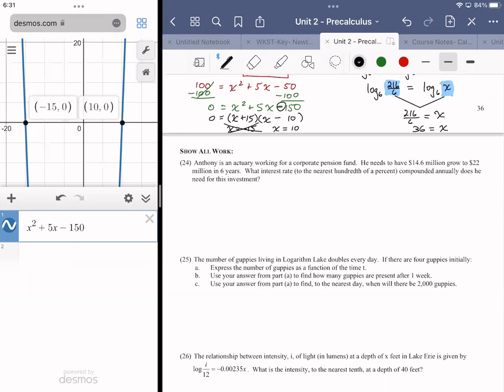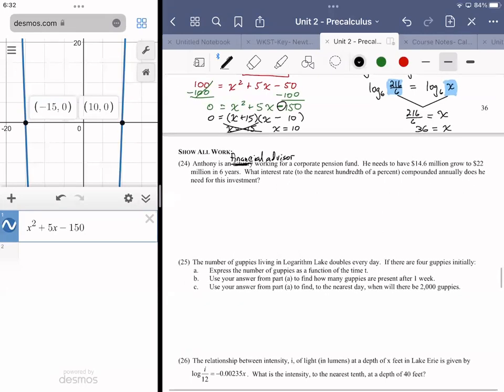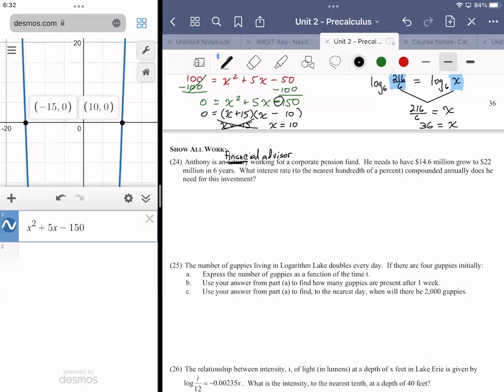Anthony is an actuary working for a corporate pension fund. And by the way, this isn't really the most well thought out example, because if you know anything about what an actuary does, it's not this. I just got this from a textbook somewhere, but I've been meaning to change it over the last decade. An accountant. Oh, you know what? Not even an accountant. We'll say a financial advisor. The good thing about a financial advisor title is it's kind of a catch-all title, so financial advisors do a whole lot of different things.